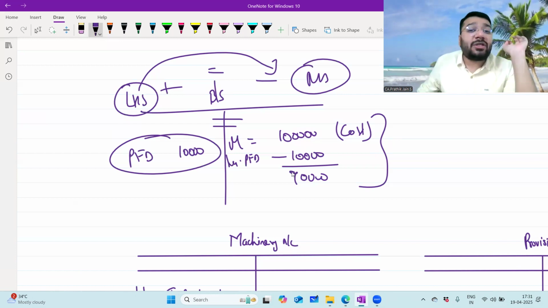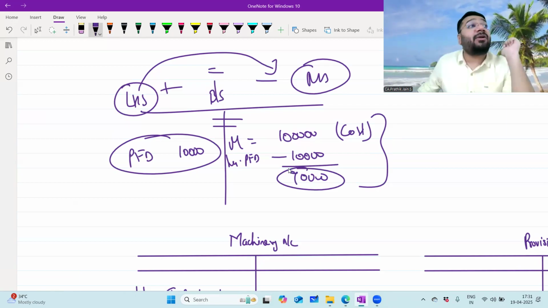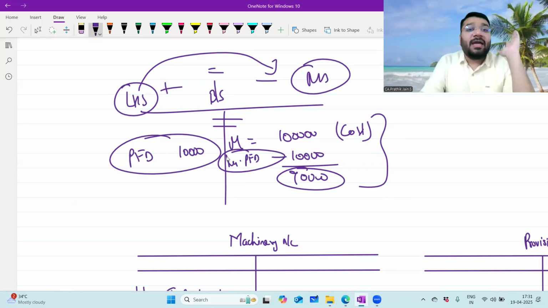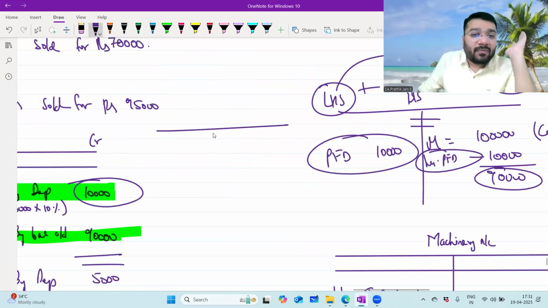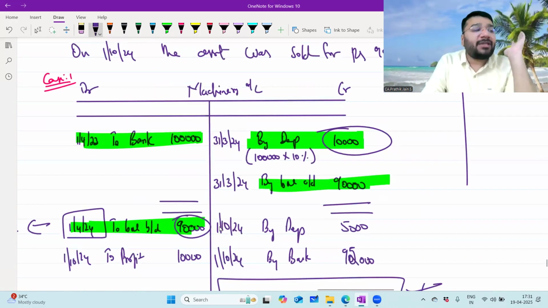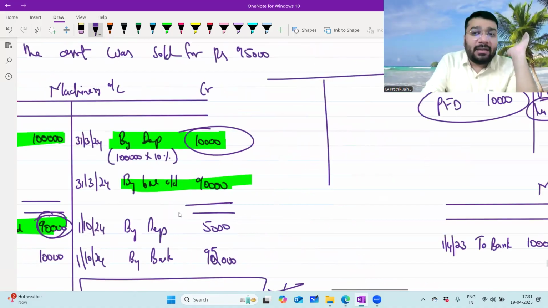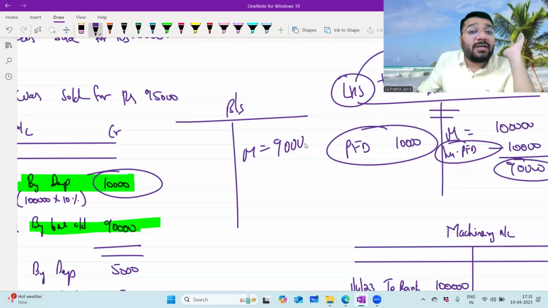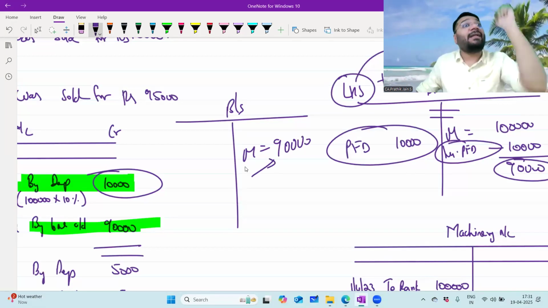So on the face of the balance sheet, what travels? The net value travels. Then how do I know whether this is the net method or the gross method? Looking at how the PFD account is appearing. If the PFD account is appearing in Schedule 3 or any balance sheet, it means the PFD method. Under the net method, what is my opening balance? 90,000. So in the balance sheet, machinery will be reflecting at 90,000 directly. The ledger value is directly 90,000.